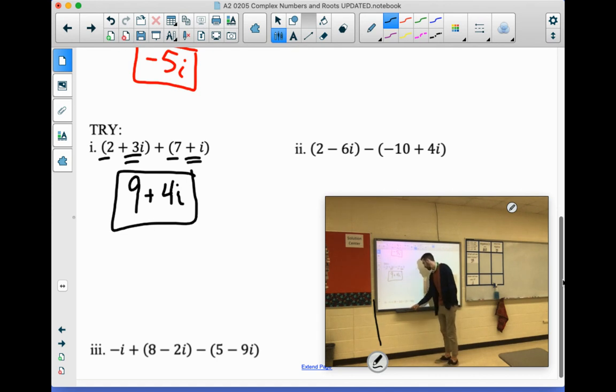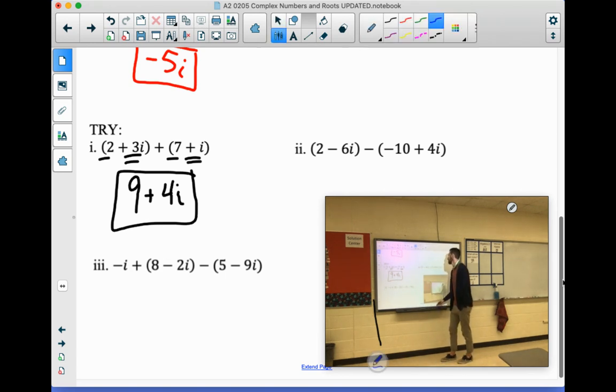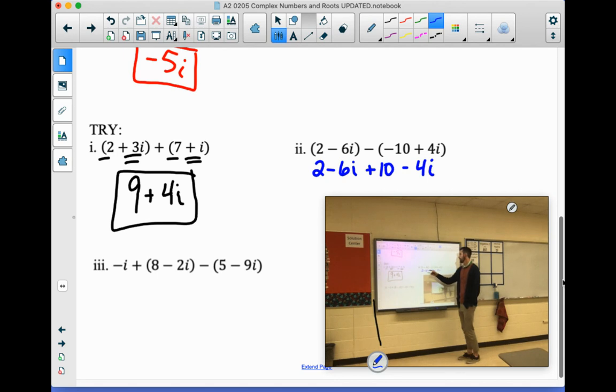I'm not going to need all that room, so let's scooch this up. Okay. This would be 2 minus 6i plus 10 minus 4i. 2 plus 10 is 12. -6i minus 4i is -10i.